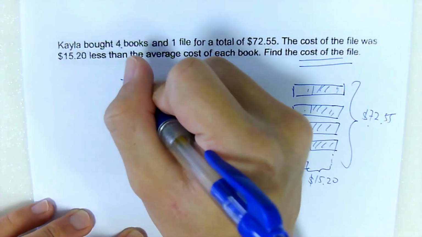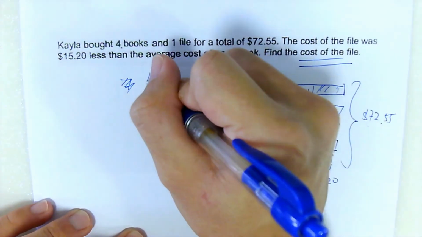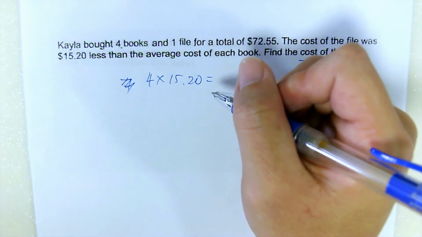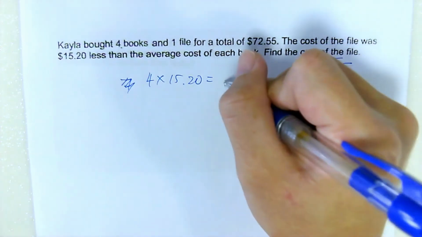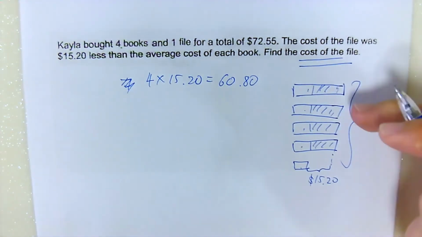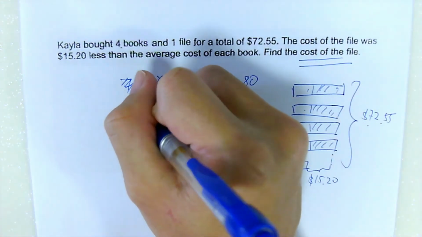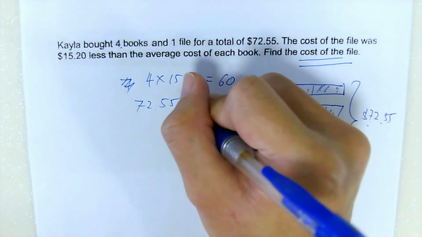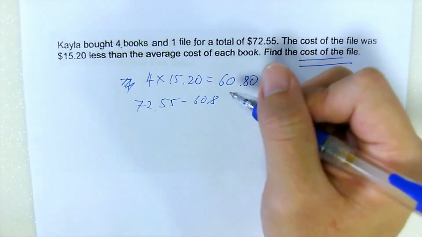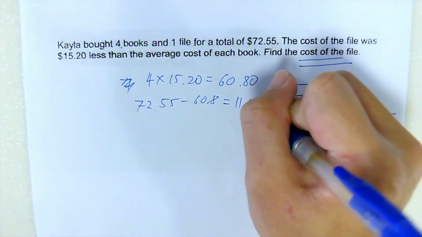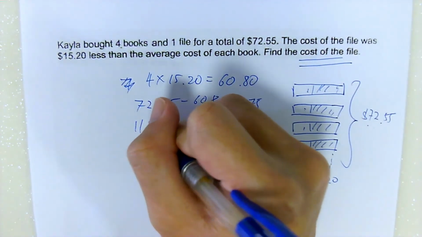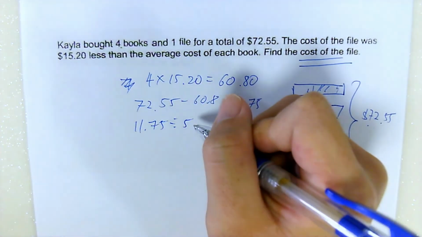So first of all, you're going to find this one. 4 multiplied by 15.20, what will we get? We will get 60.8. Okay, so we take 72.55 minus away 60.8. So what will that give us? 11.75. Then take 11.75 divided by 5, 1, 2, 3, 4, 5. 11.75 divided by 5.